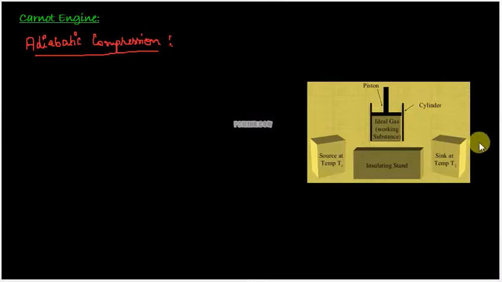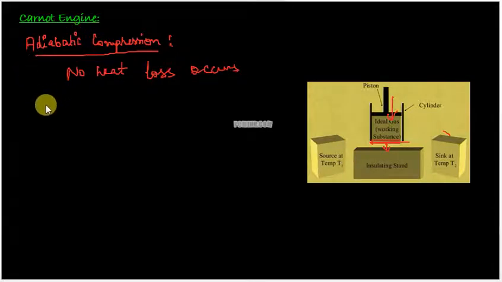Now the cylinder is picked back from the sink and again kept on the insulated pad. This time the piston is further moved down so that the compression continues, but now it's completely insulated from the surroundings. That is why we are saying the adiabatic compression is happening. So no heat loss would occur here. Since no heat loss occurs during adiabatic compression, whatever amount of work is being given during compression will raise its temperature.